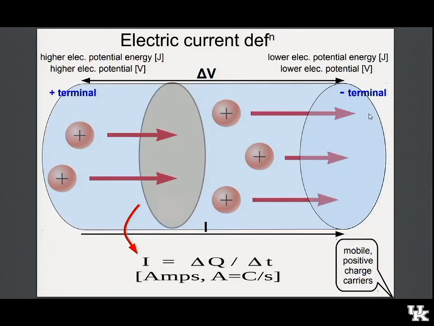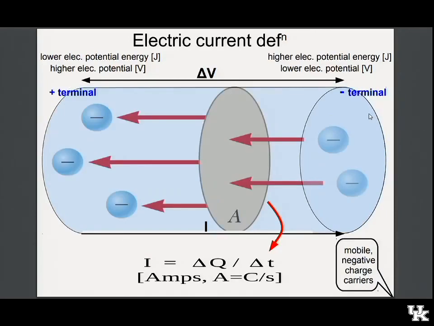And so delta Q, that's the charge that went by. Delta T, that's the time interval. Delta Q over delta T is the electrical current. That's what we mean by the electrical current, and it's measured in coulombs per second, which is called amps. And so that's how we define electrical current.